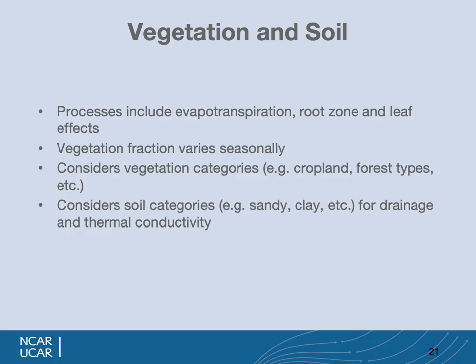The vegetation and soil processes include evapotranspiration, the root zone and leaf effects. The vegetation fraction varies seasonally. That's an input data set. So it's a monthly global data set that is passed from the GEOGRID stage all the way through to WRF. We consider vegetation categories in the land use types, and soil categories as well, which affect the drainage, for example, and the thermal conductivity. And all of this information comes from the GEOGRID program as global datasets.